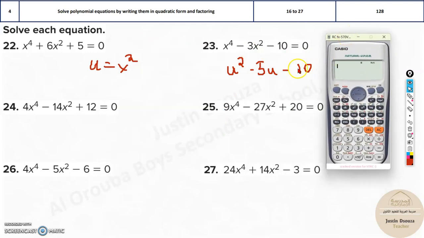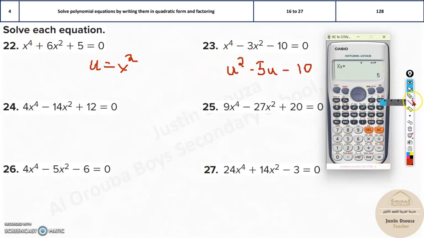Okay, brilliant. Now over here, this is u squared minus 3u minus 10 equals 0. This is the quadratic form. To solve the quadratic form, you just put the coefficients 1, minus 3, minus 10. Same way, you can do the same thing for other problems. The only thing over here is, you see, this is the standard form, equal to 0 must be on the other side. Everywhere is the same. So you just need to put u is equal to x squared. You can see everywhere it will work the same.